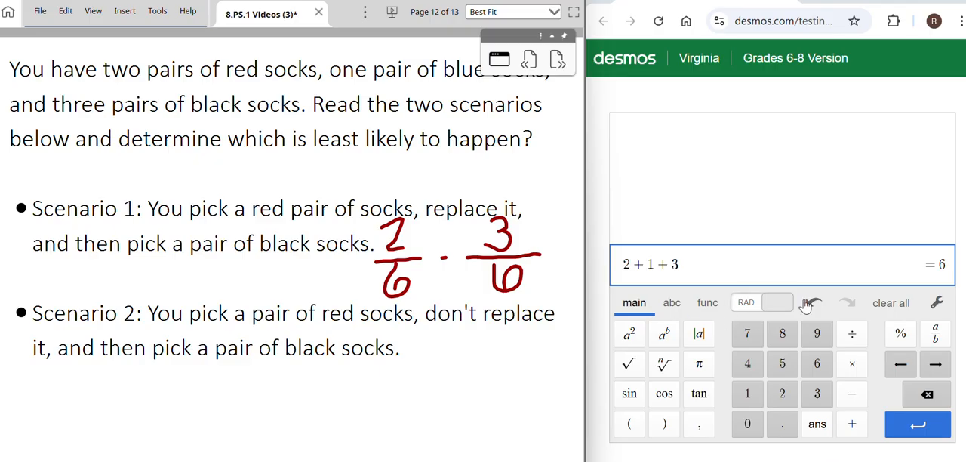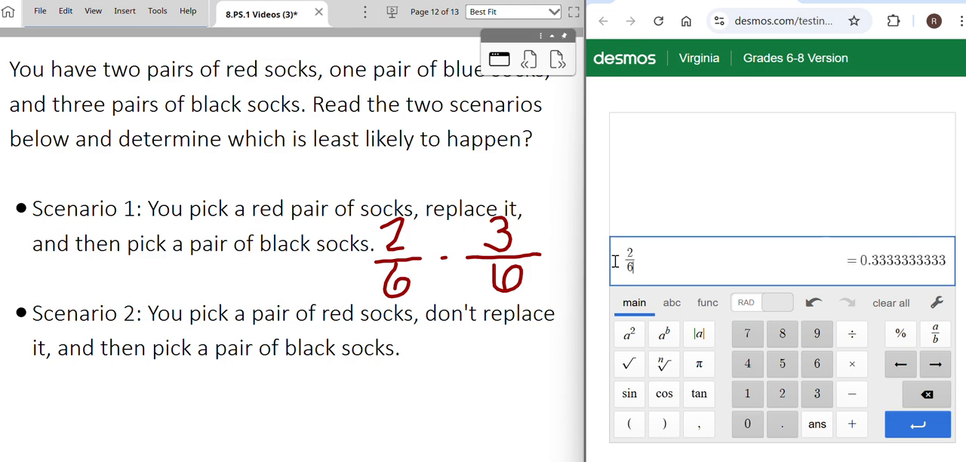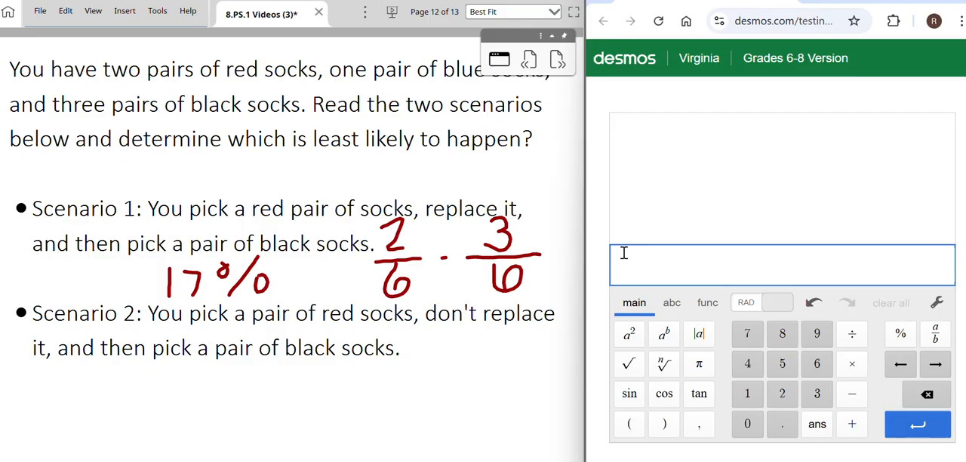So we're going to come over to our calculator, put in 2 divided by 6 times 3 divided by 6. And then since we're comparing, we want to make sure it's a percent. So that would be, let's round, 17%, because 16.6 rounds to a 17% probability that that will occur.